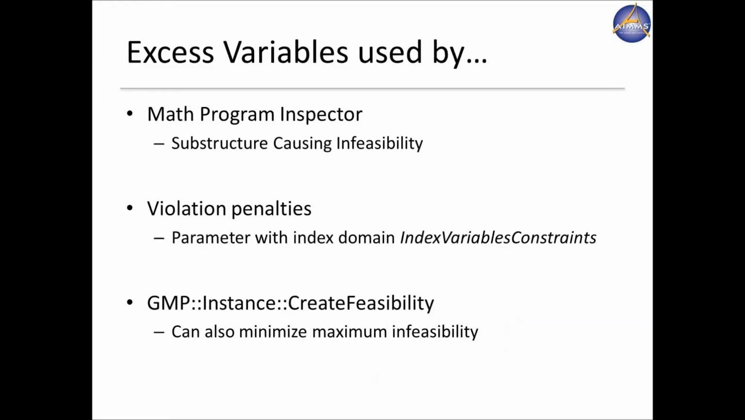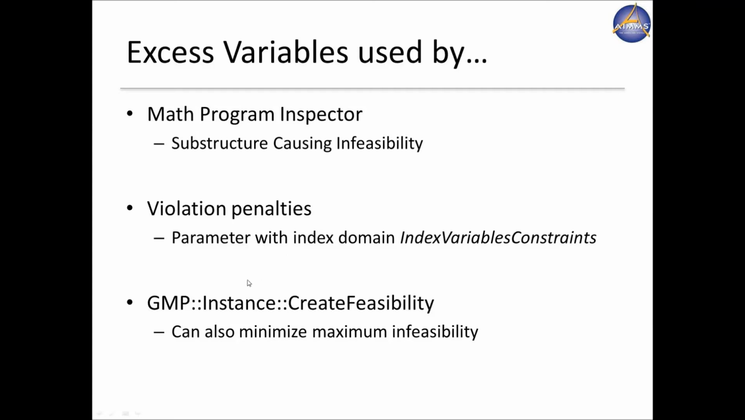So in AIMMS there are three methods using the excess variables, namely the Math Program Inspector if you choose the action substructure causing infeasibility. You can also use violation penalties. In that case you have to define a parameter with an index domain, index variables constraints, because that parameter will then mark which variables and which constraints will be part of the calculation, to which variables and constraints excess variables will be added. So that parameter should be defined, but I will demonstrate that in a couple of minutes.